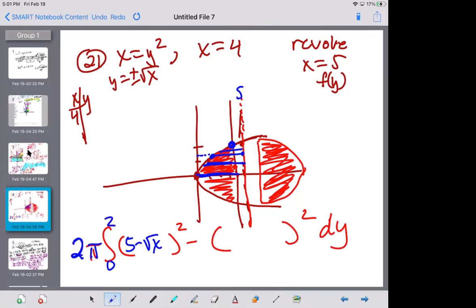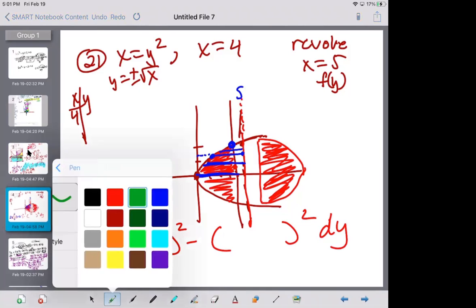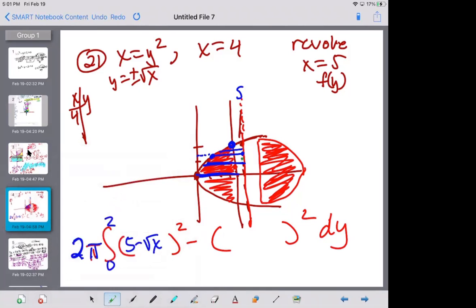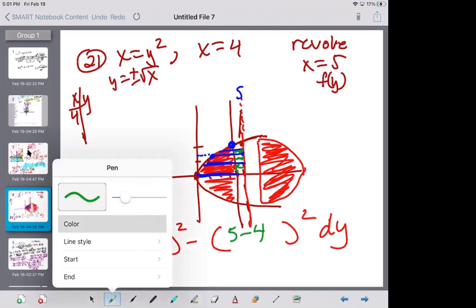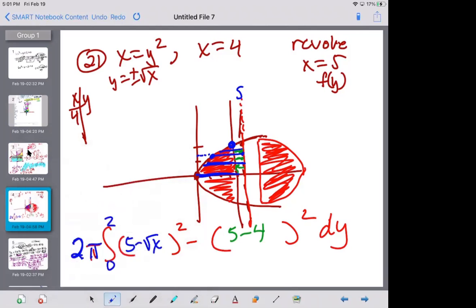All right, then I want to subtract off the inside, which is going to be green. So to subtract off the inside, I'm going to say 5 minus 4, which obviously is just 1. So I'm subtracting out the inside. All right, so now let's work this one out, because I think I looked up the answer to this. This gives me 2 pi, because I'm doubling it to get this part down here as it goes around.